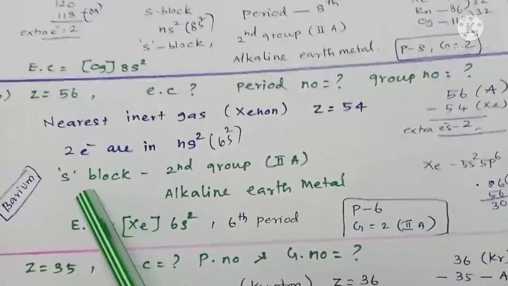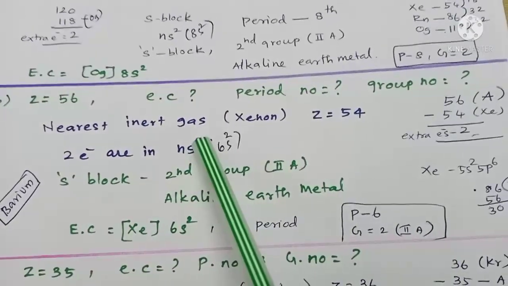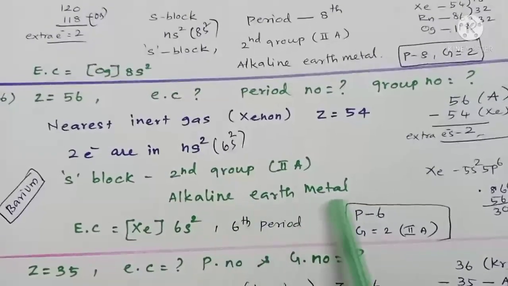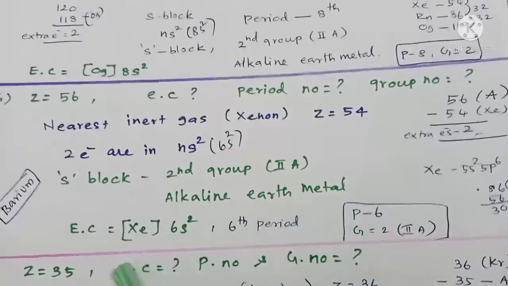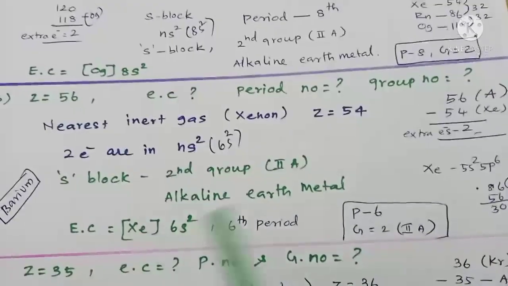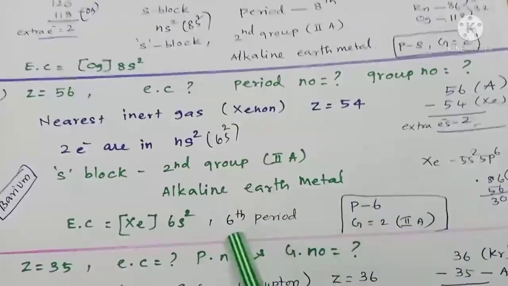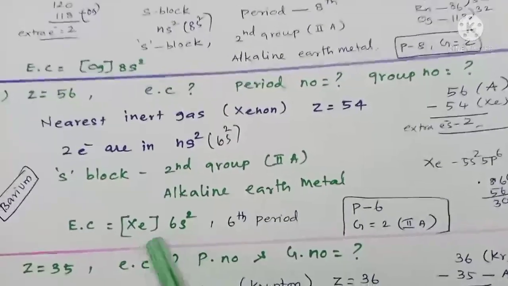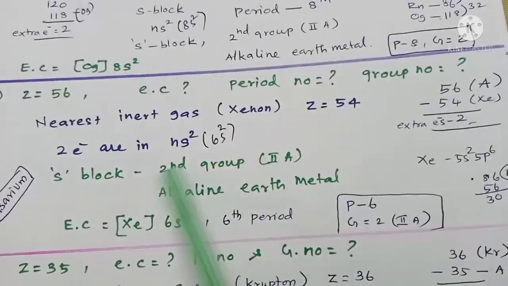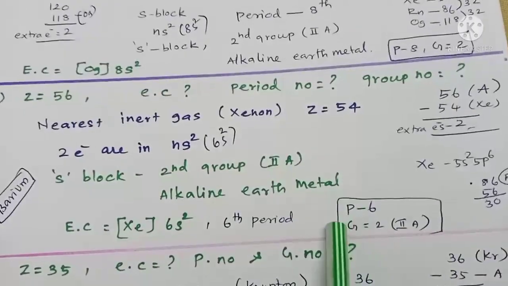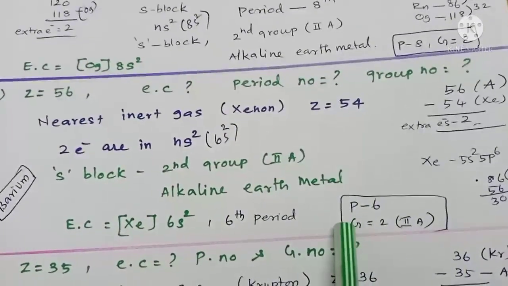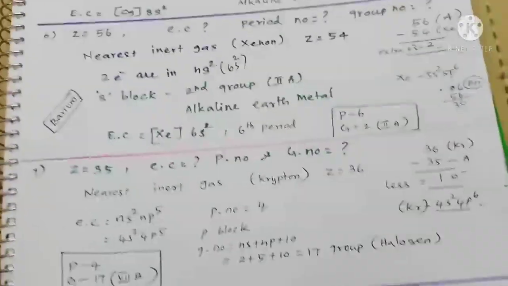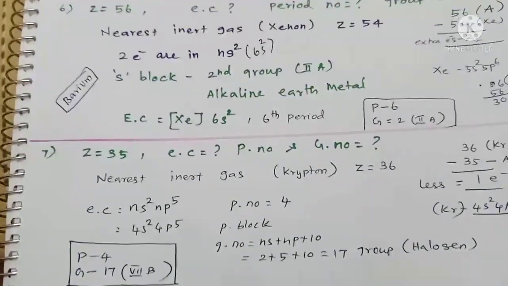So this element belongs to the s block, with 2 electrons in the s orbital. It is in group 2A, alkaline earth metals, and the electronic configuration is the nearest inert gas xenon configuration followed by the 2 extra electrons in the 6s orbital. So xenon 6s2 is the electronic configuration of this element. The element belongs to period number 6, group number 2. Then the last question, number 17.